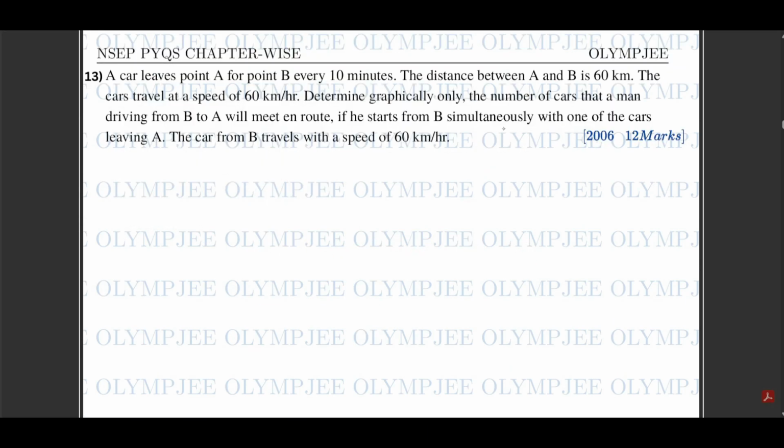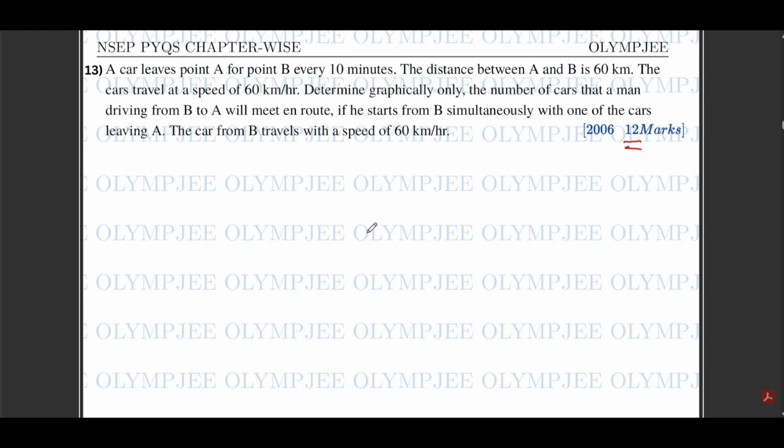So next question, question 13 is a 12-mark question and it is a bit difficult. A car leaves point A for point B every 10 minutes. The distance between A and B is 60 km. The car travels at a speed of 60 km per hour. So the car will reach point B in 1 hour. Determine graphically only the number of cars that a man driving from B to A will meet en route if he starts from B simultaneously with one of the cars leaving A. The car from B travels with a speed of 60 km per hour.